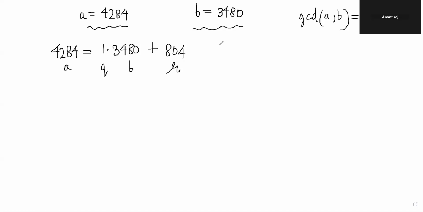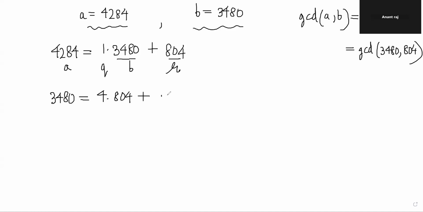So if I wanted GCD of A and B, these two numbers, it's the same thing as GCD of B and R, 3480 and 804, right? So I'll now do the same thing on 3480 and 804. It will be 4 times 804 plus 264. Now this has become the new A, this has become the new divisor. So now we have 804 and 264.